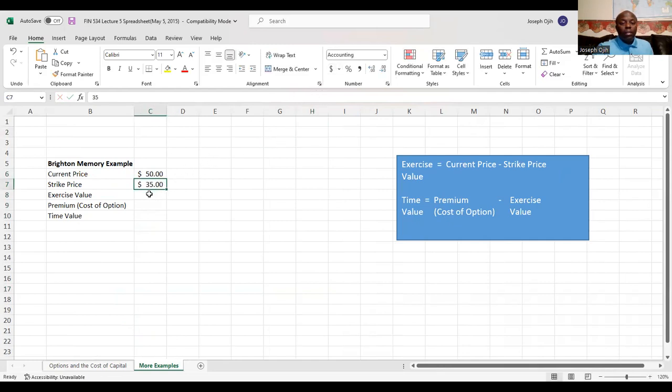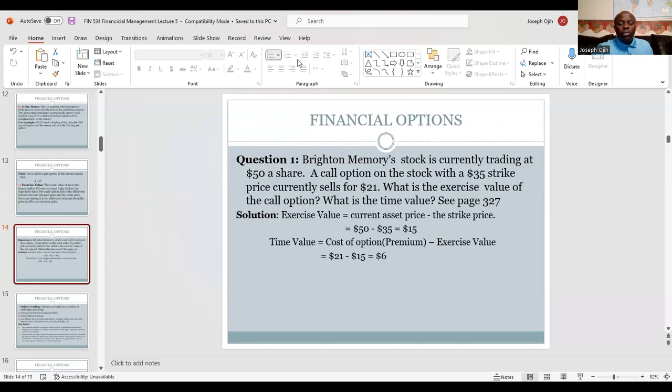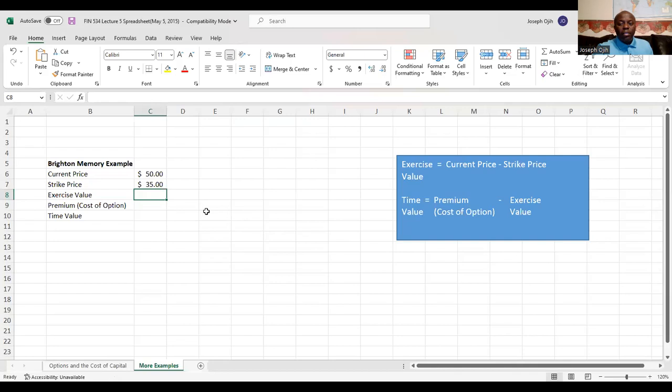All right. Then exercise value. In that case, the question wanted us to find what is the exercise value of the call option? So the exercise value will now become the current price minus the strike price. Again, before you can do any calculation in Excel, make sure you put the equal sign first to make the cell ready. So you click on this, then put a minus sign and minus the strike price, and press the enter key to get $15 as the exercise value.